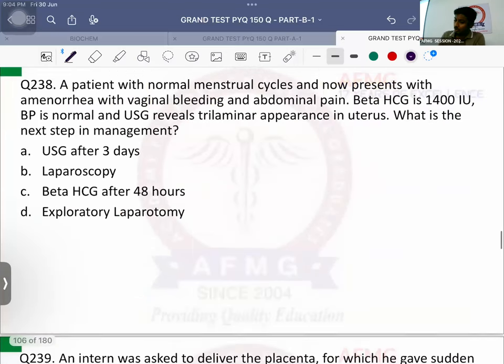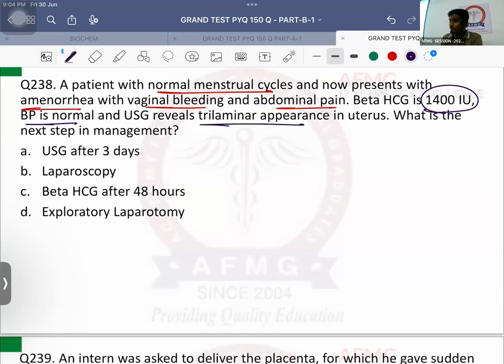Okay? Question number 238. A patient with normal menstrual cycles now presents with amenorrhea, vaginal bleeding and abdominal pain. Beta HCG is 1400 international units. BP of the patient is normal. Ultrasound reveals trilaminar appearance in the uterus. Trilaminar appearance in the uterus is suggestive of pregnancy. What is the next step in management? What are you suspecting? Very good. As you can see, ultrasound is not showing any sac. It is only a trilaminar appearance.